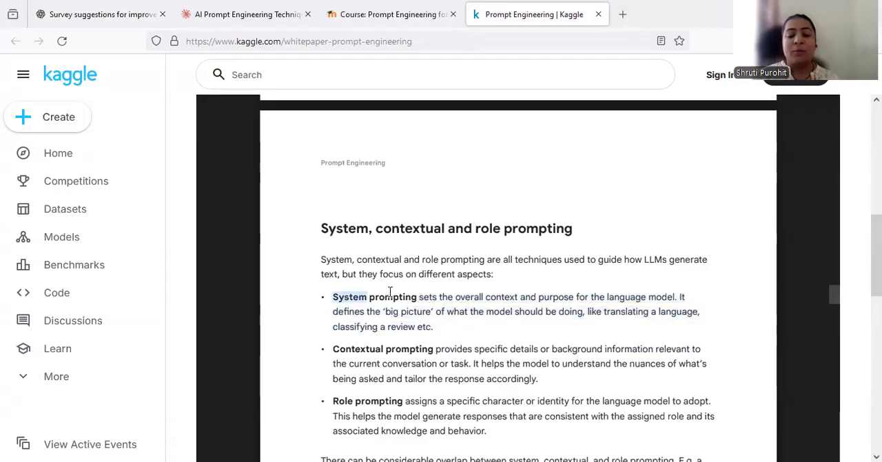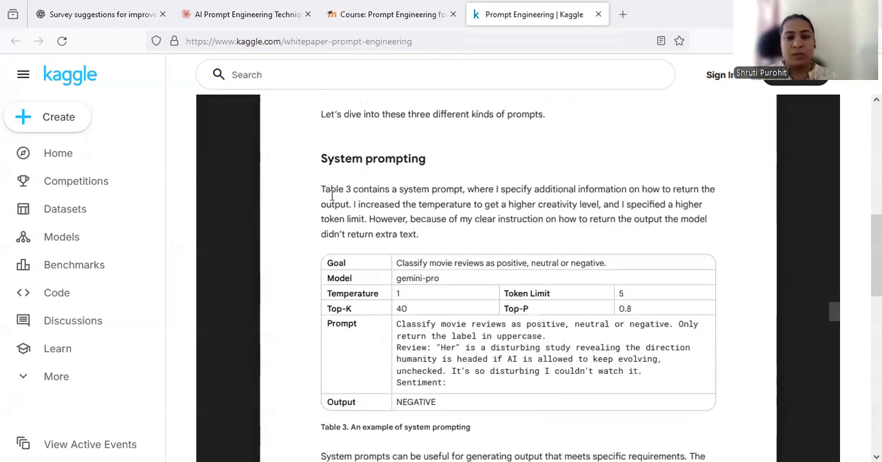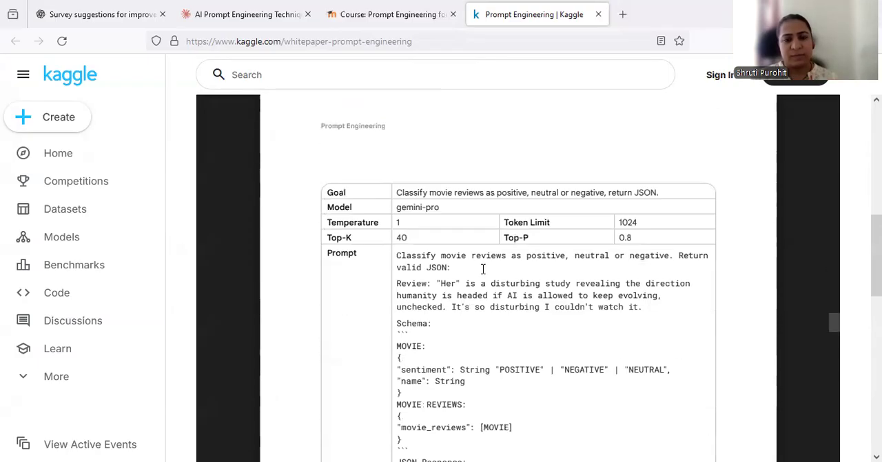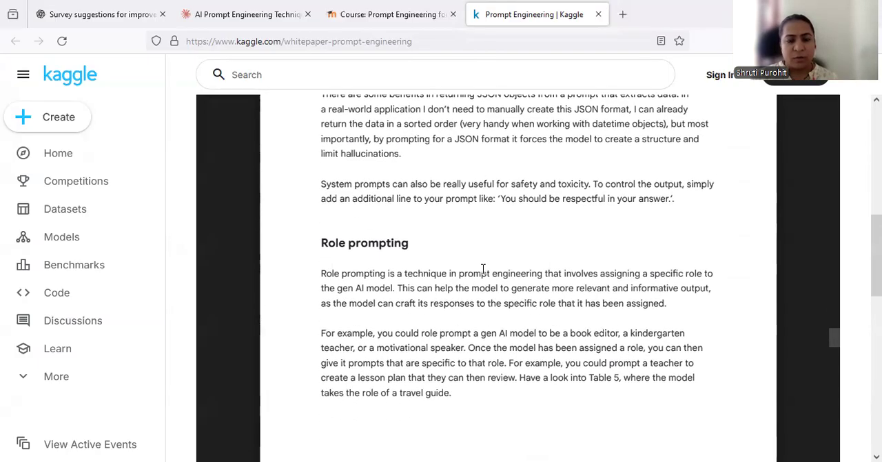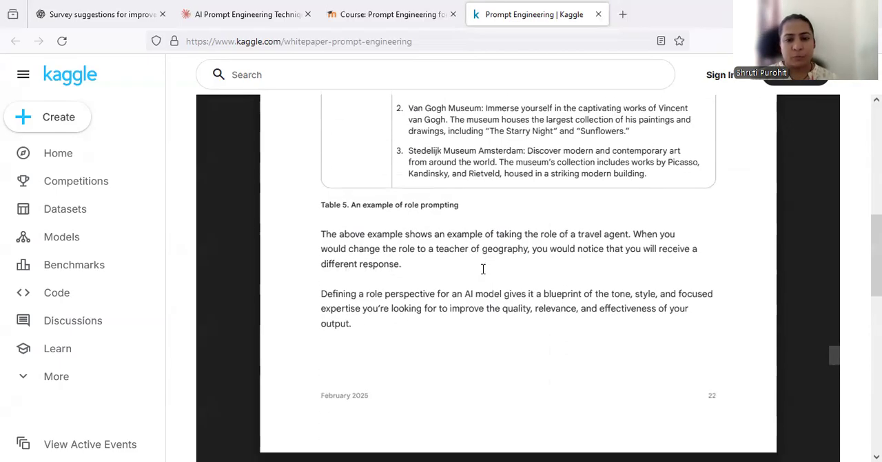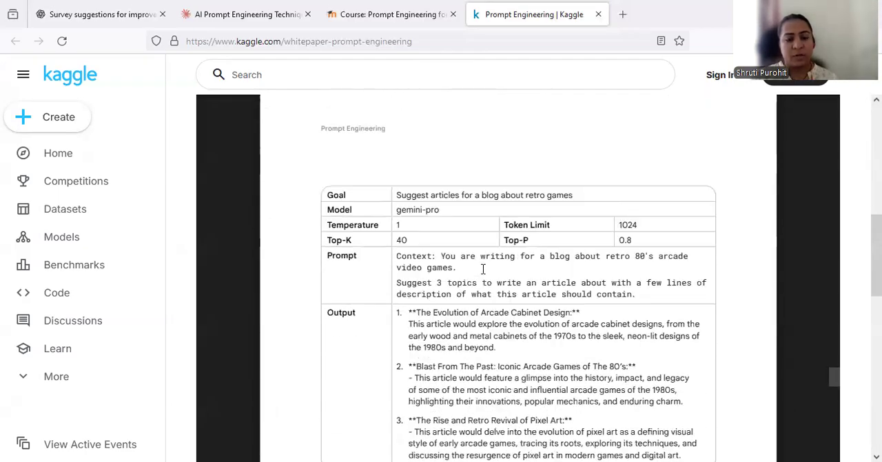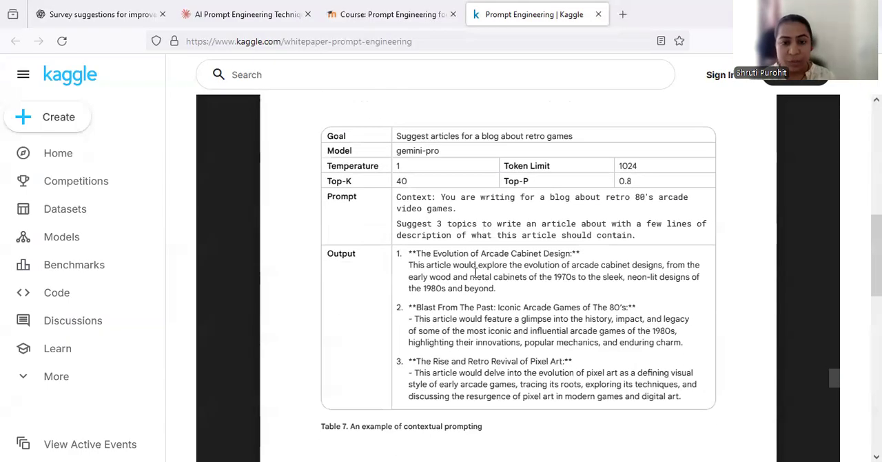So we are providing a prompt to the model, for example translating into a language, and it's kind of a big picture. Okay, overall context and purpose for the language model. So this is prompting from the model's perspective. Next is system prompting. You can go through these detailed things if you want to. We already shared this PDF. Role prompting: the AI is supposed to play a particular role. Next is contextual prompting, where we are providing context and environmental detail to the AI.